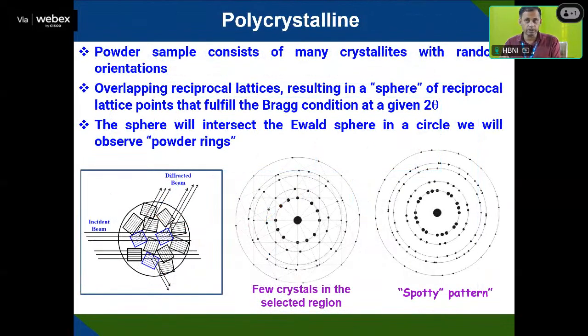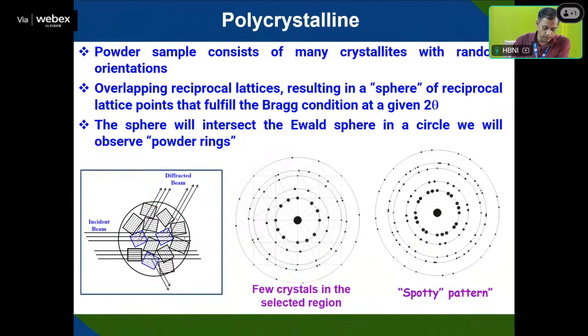But in the case of a crystalline powder, the sample consists of many crystallites with random orientation. That means in a powder sample you take for XRD, what will happen? You have many crystals in that powder sample. So what will happen? Here you can see these three blue planes, and some other planes are there.